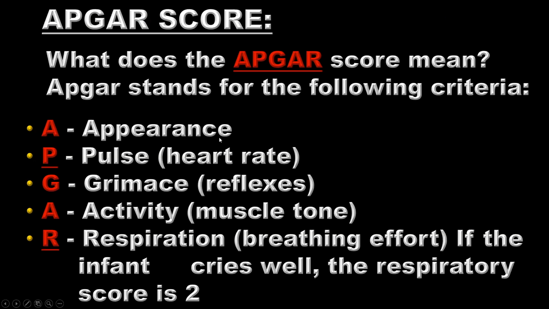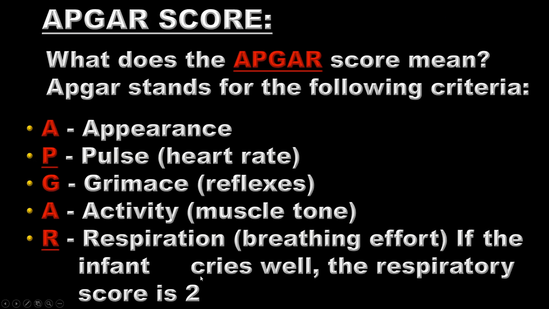So how is the appearance of the child? Whether it is blue or pale or anemic or any such thing, or appearing to be a stillborn child. Pulse rate: they will see whether the child is alive and the heart is beating. And grimace, the reflexes, because they will just prick and then see the reflex. If there is no reflex, it means the child is almost stillborn. Activity: they will see the muscle activity. The child born will immediately move its limbs.